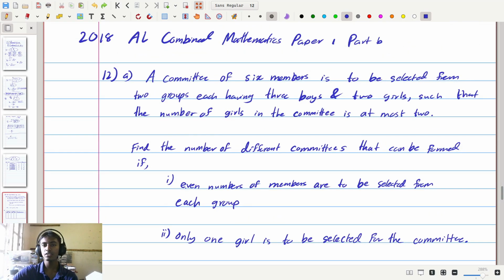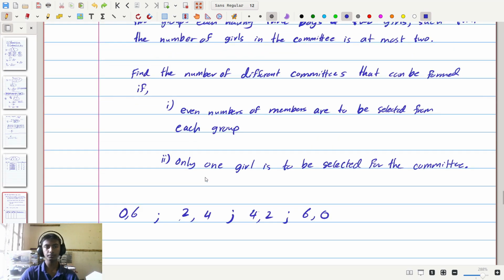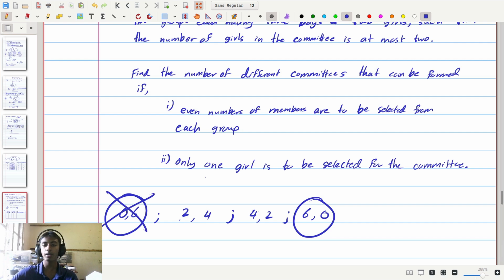Over here we can see that we have 3 boys and 2 girls in each group, which means we have 5 total people in each group. If we have 5 total people in a group, we cannot possibly select 6 people from that group. So due to this, this option and this option are impossible, since it is not possible to select 6 people from a group of 5 people. So we can eliminate these 2 options and say that there are no combinations where these 2 options are valid.